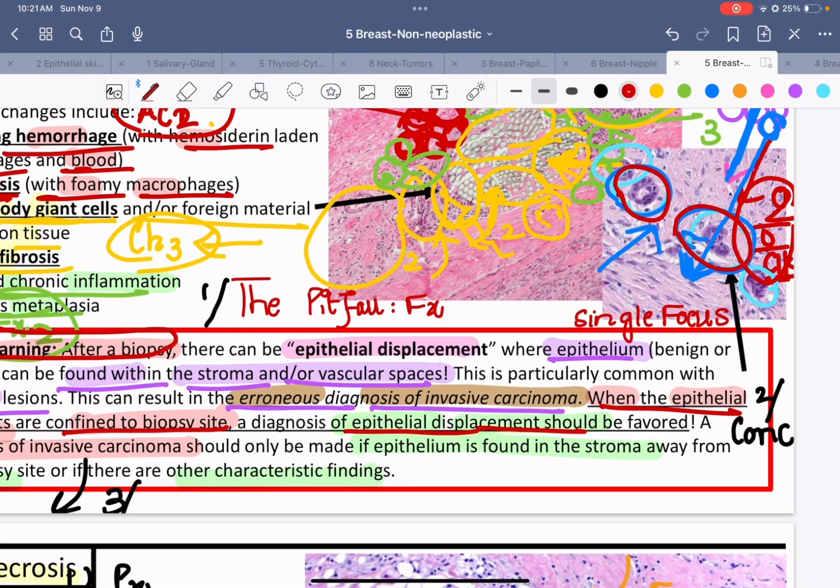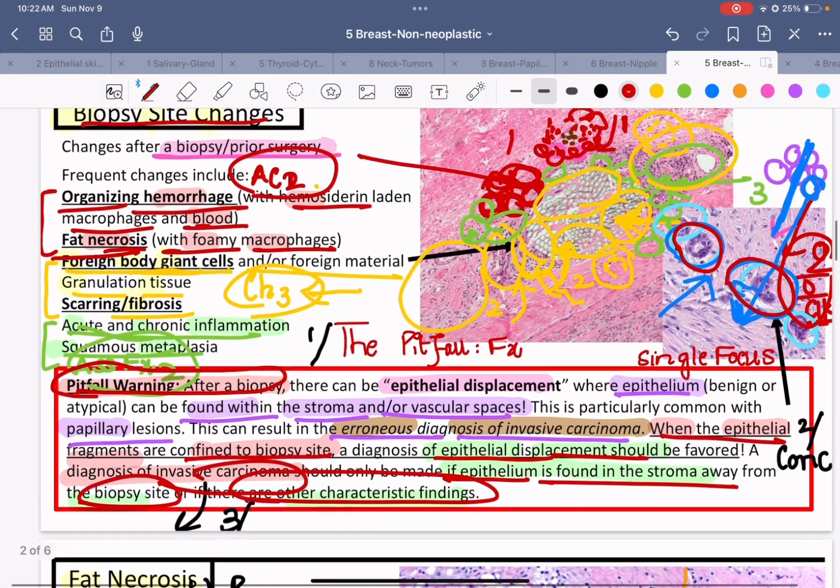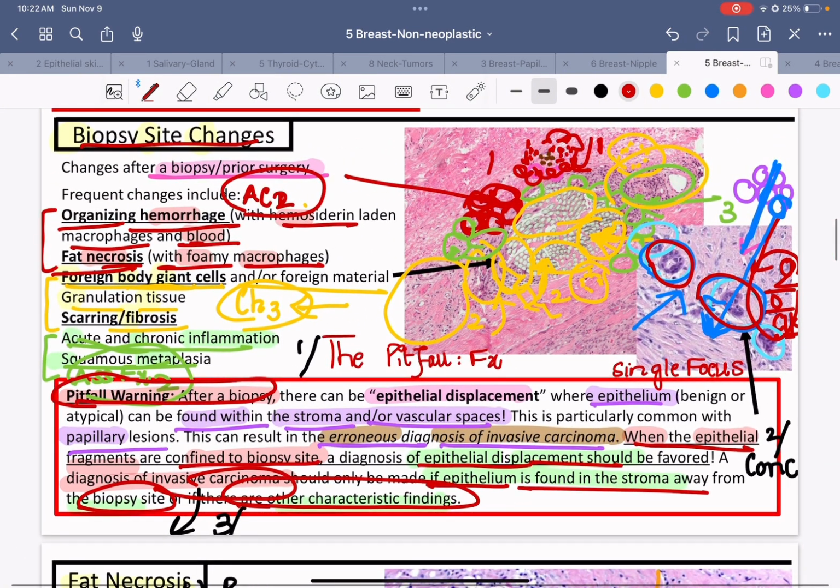Rather, these are just the malignant epithelial cells which were displaced by the biopsy needle, right? And if you find epithelium present in the stroma away from the biopsy site, or if there are other characteristic findings like a stromal desmoplastic response, then you are going to favor the diagnosis of an invasive carcinoma. So this is a very important pitfall in breast pathology biopsy that you should keep in mind.